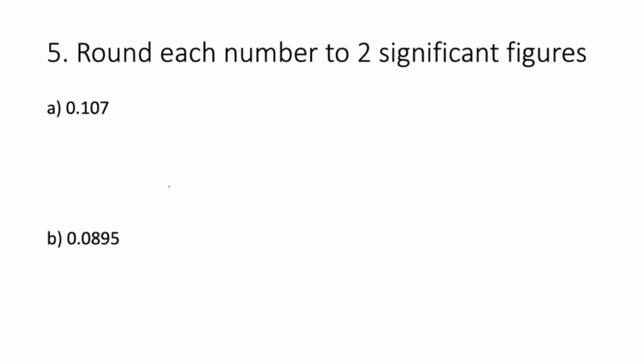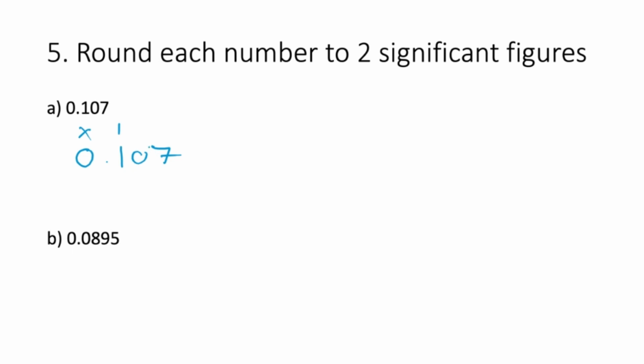Round each number to 2 significant figures. So when rounding with significant figures with decimals, it's actually a bit different to decimal places, since we skip zeros. So in this case we have 0.107. So rounding to 2 significant figures, we wouldn't count 0 as the first significant figure, because this is 0. It's not a number.